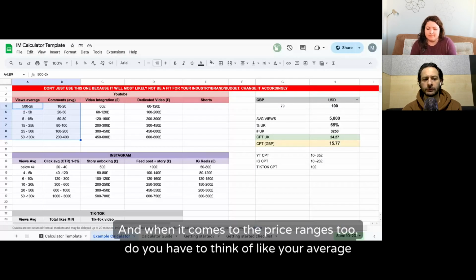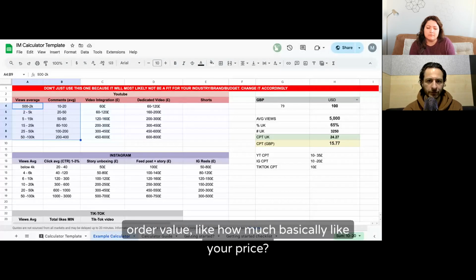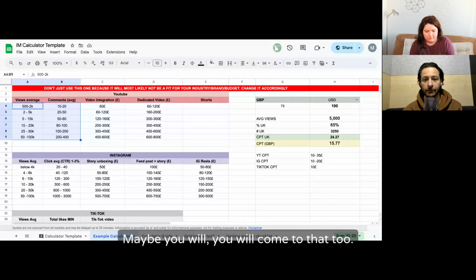And when it comes to the price ranges too, do you have to think of your average order value, like how much basically you price? Mhm. Maybe you will come to that too.